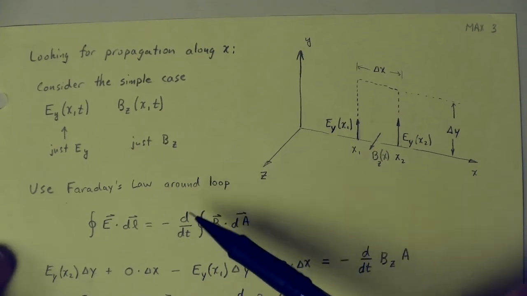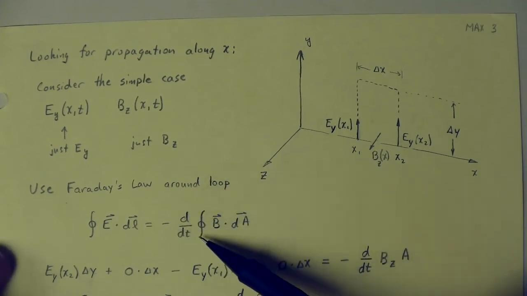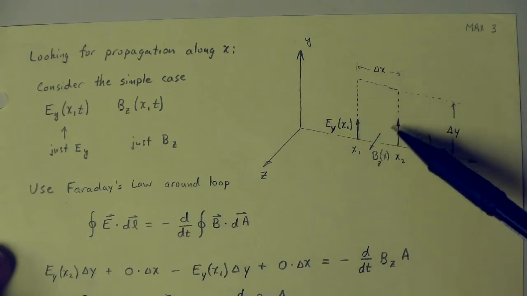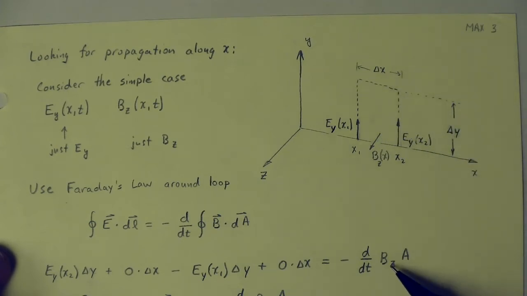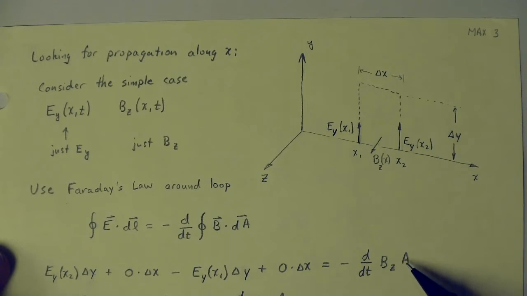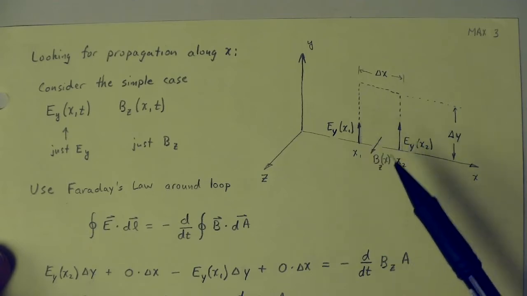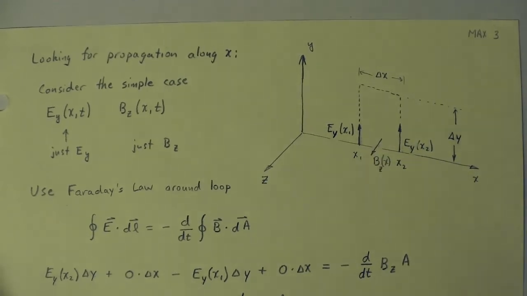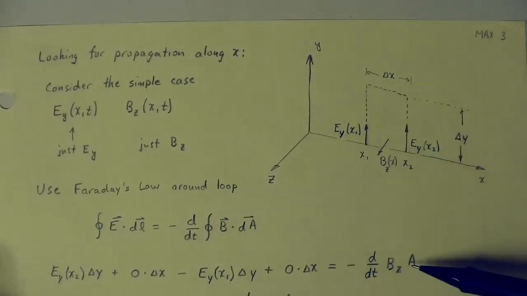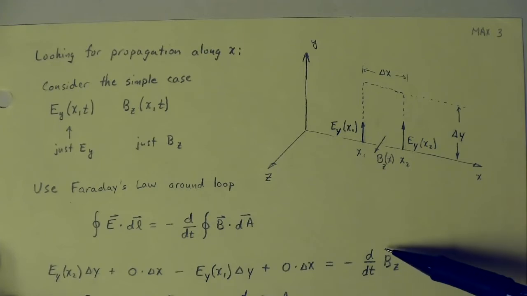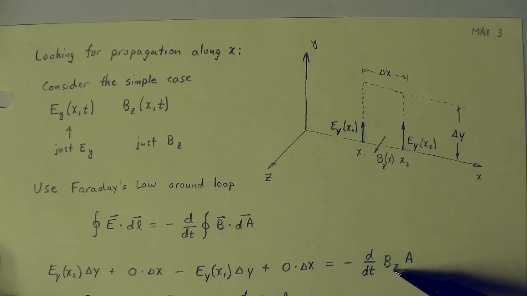All of that is supposed to equal the time rate of change of the B field flux through this surface here. And so I'm just going to call that the z component of the field times the area of that surface. I'm going to ignore any change in the B field across this surface and just say, it's uniform enough, especially if we make the x and y changes small. We can ignore that. And so it's just d by dt of Bz, the z component of the field, times the area.